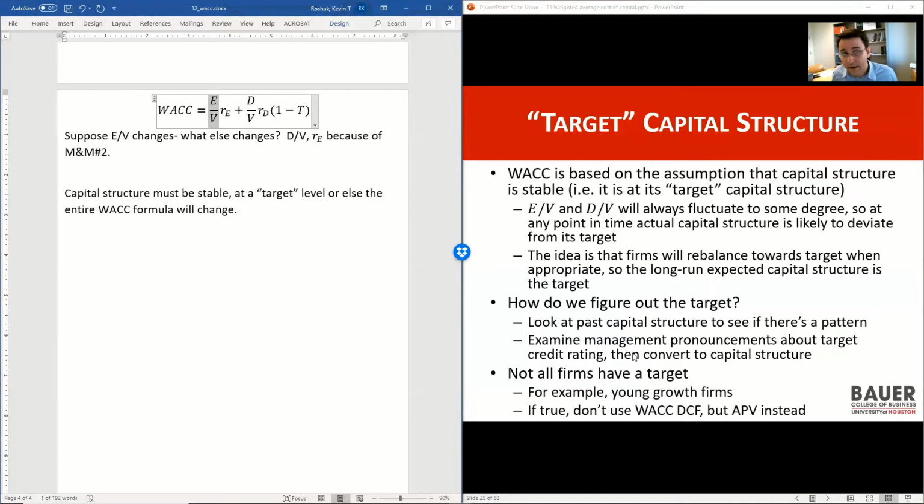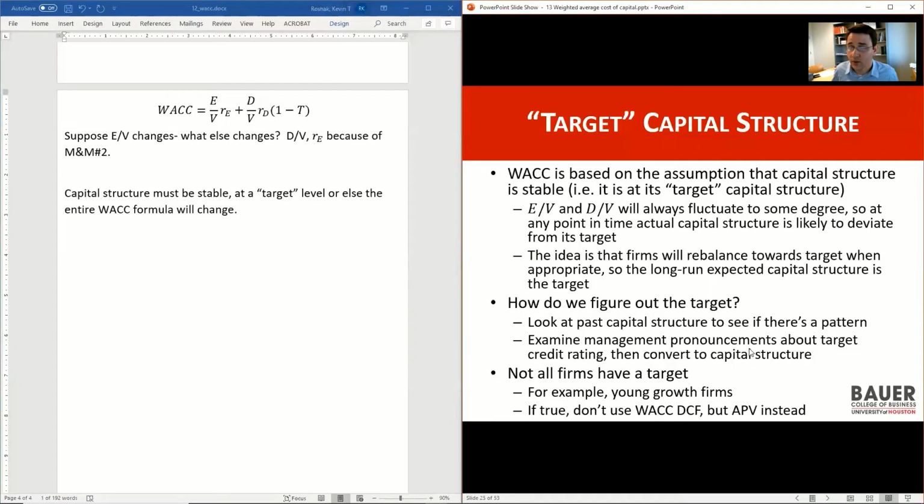Not all companies are going to have this target. Some companies that are changing a lot are not going to have a target capital structure, and so you really can't use the WACC, or at least it's very hard to use WACC if the capital structure is changing. If you've got a young growth firm, an entrepreneurial company, maybe they start off with all equity, and then once they get big and stable, they take on more debt. If the capital structure is going to naturally evolve over time, then you're not going to want to use the WACC. Too much stuff is changing when you change the capital structure.